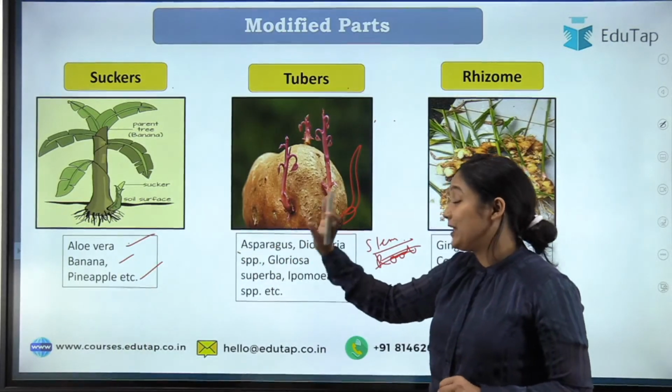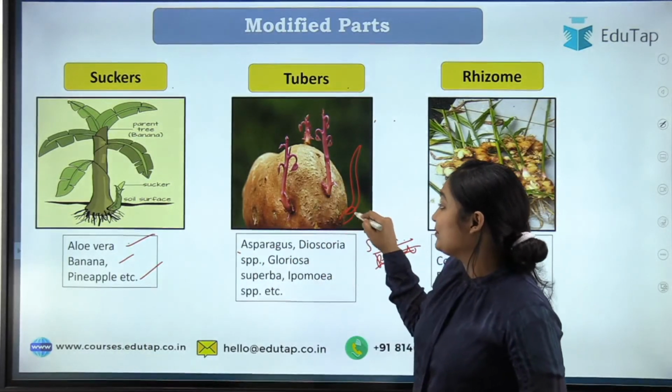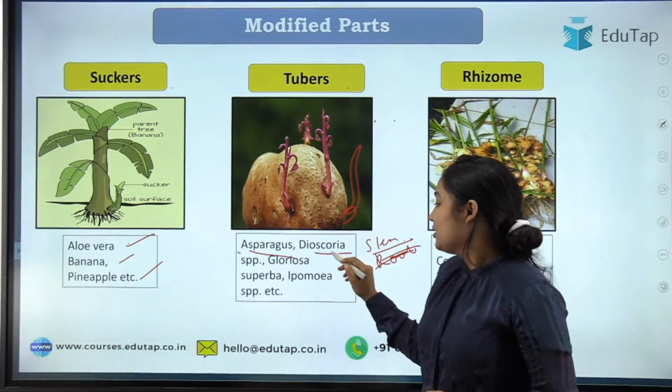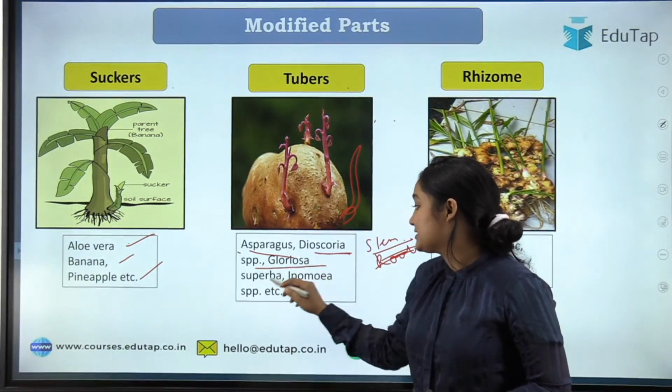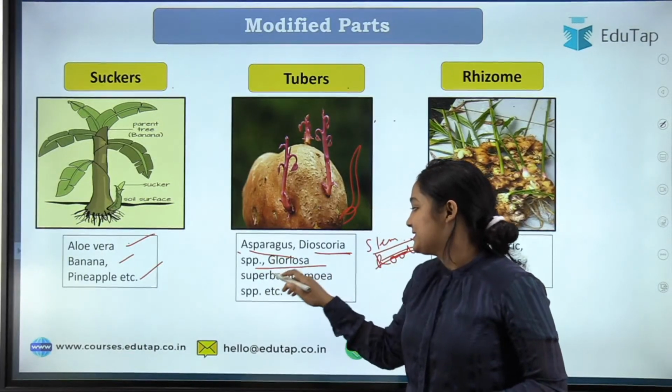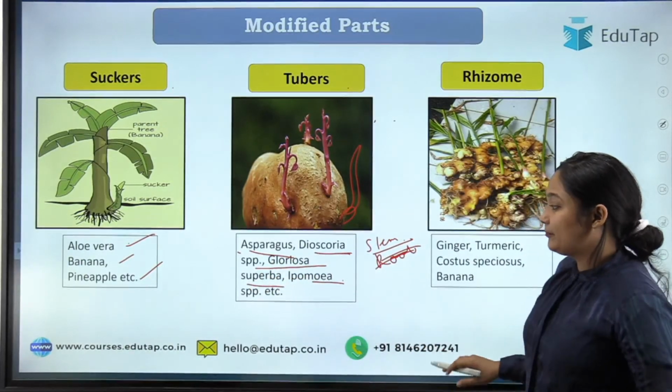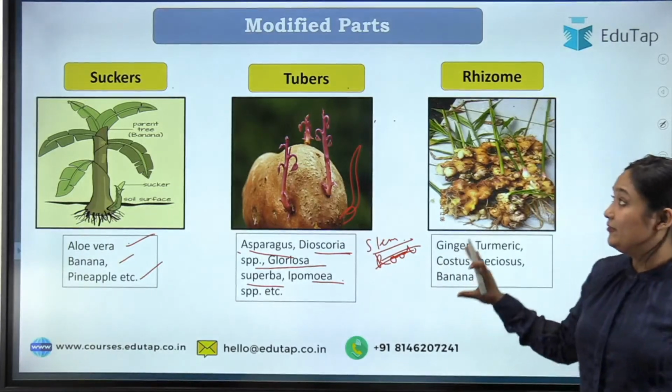And your examples again are very important, you will have to remember. One we can see is potato, the other is asparagus. Okay, Dioscorea globosa, Gloriosa superba and Ipomoea. So these are the species in which we see tubers.